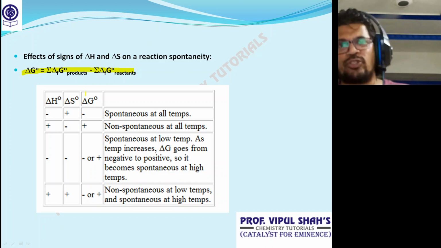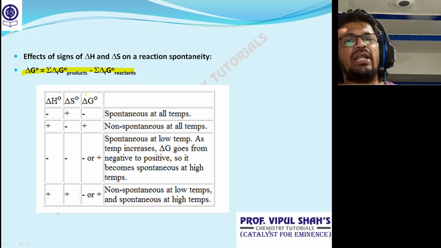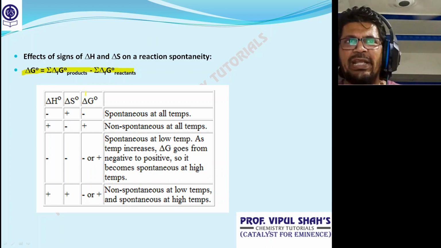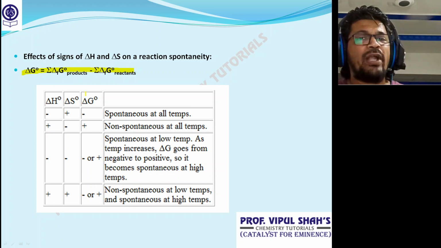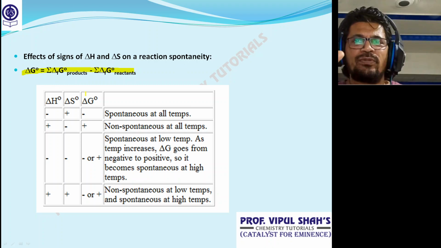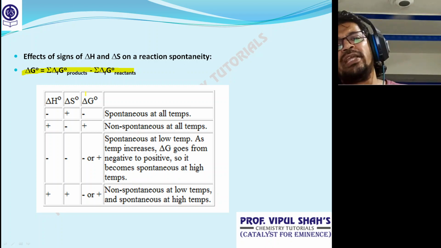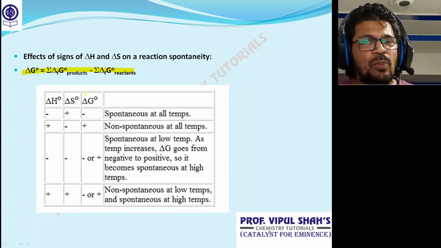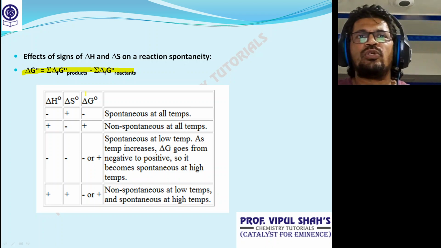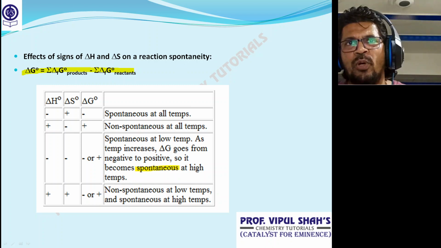at all temperatures. Third, delta H negative, exothermic, delta S also negative, that is entropy decreases, then delta G will be negative at low temperatures. Is this clear? But as the temperature increases, delta G will go on increasing from negative to positive, so the reaction will be non-spontaneous at high temperature. So here we will say delta G goes from negative to positive, so it becomes, there's a mistake here, it should become non-spontaneous over here.